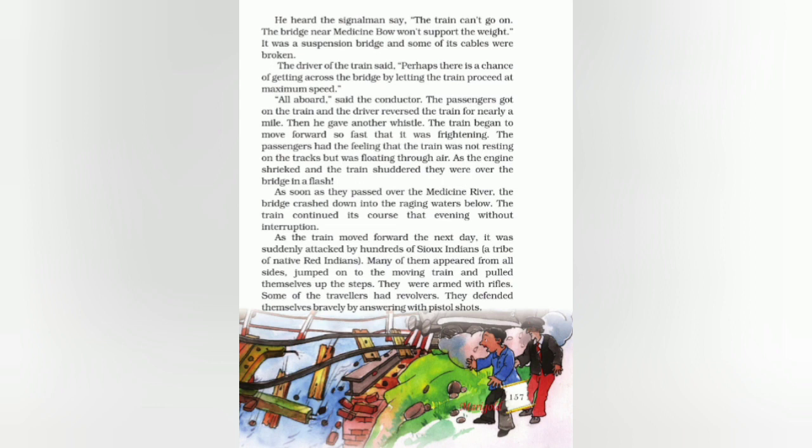So as soon as they passed over the Medicine River, the bridge crashed. The train continued without any interruption that evening. And as the train moved forward the next day, it was suddenly attacked by a tribe of native Red Indians, that is the Sioux Indians. Many of them appeared from all sides. They jumped onto the moving train and pulled themselves up the steps, and they could enter the train easily. They were all armed. They had rifles. Some of the travelers also had revolvers, and therefore they defended themselves easily. All of them shot with pistols at each other.